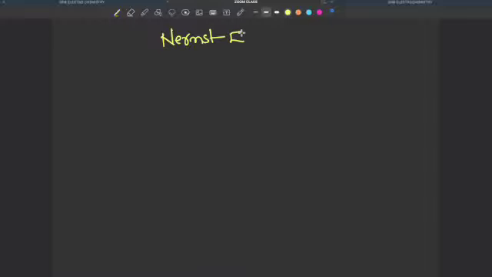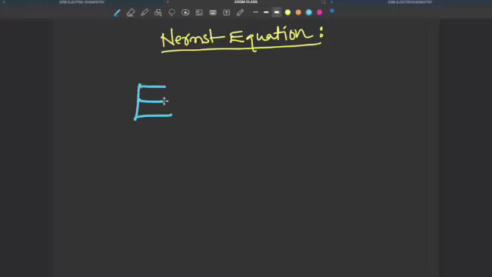Nernst equation. This is the topic today. Nernst equation. So we have two things here. The first one is E, and the second thing is E naught. We will first understand the differences between these two, and then we will come to know it. What is E and what is E naught?